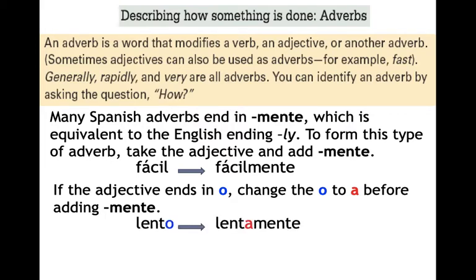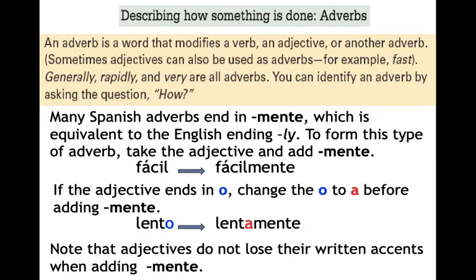Let's take a look. Repita, lento, which means slow. So that's a slow turtle. La tortuga lenta. Lentamente, he reads slowly. Él lee lentamente. So you would see lento is the masculine form of the adjective, lentamente, slowly. Note that adjectives do not lose their written accents when adding mente. You'll notice fácil still has the accent in fácilmente.